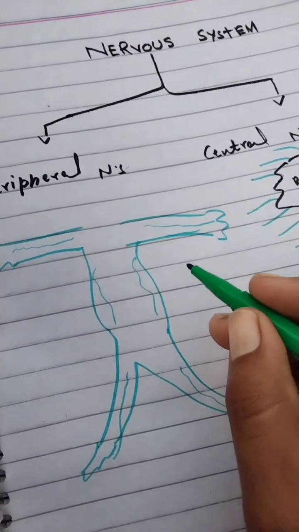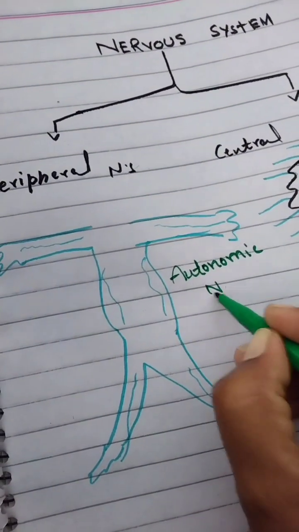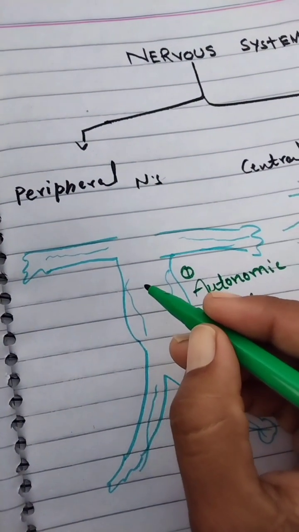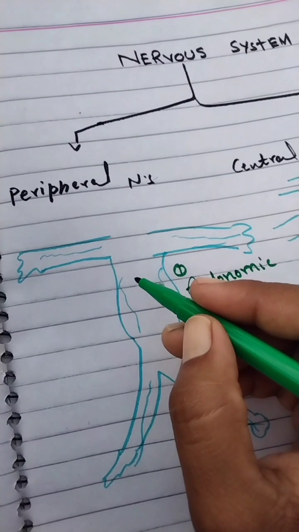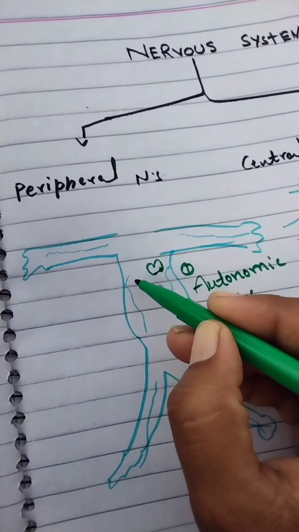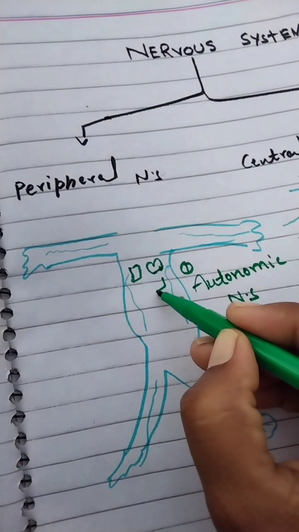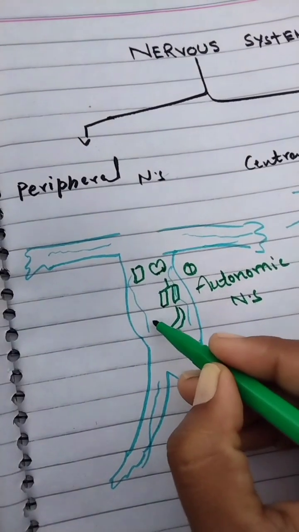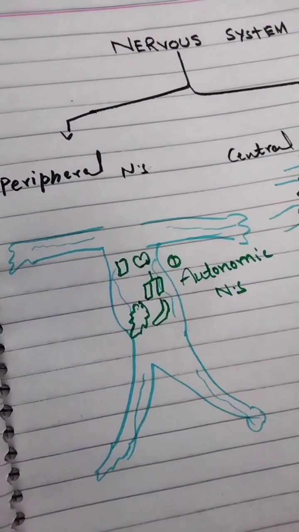The peripheral nervous system has two types. The first is the autonomic nervous system. The autonomic nervous system consists of our visceral organs, the organs that we cannot touch and cannot see, which perform their function automatically. Visceral organs include our heart pumping, our liver, our lungs, our kidney, our intestine, our spleen and our pancreas.